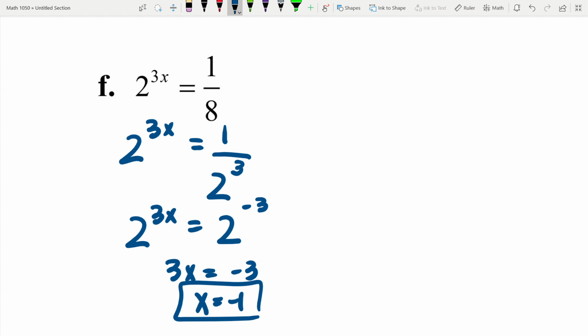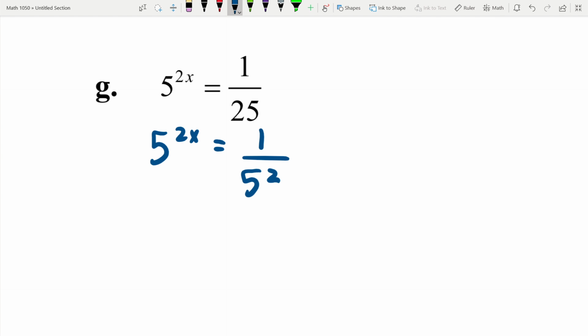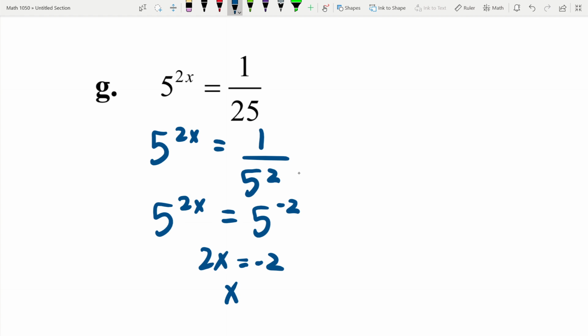Absolutely checkable. Okay? All right, question G. Can you look at that and tell what you're supposed to make both the bases? 5, right? Because 5 squared is 25. So this is 5 to the 2x is 1 over 5 squared. Take the 5 squared up. So 5 to the 2x is 5 to the negative second. So 2x must be negative 2. Therefore, x must be negative 1.